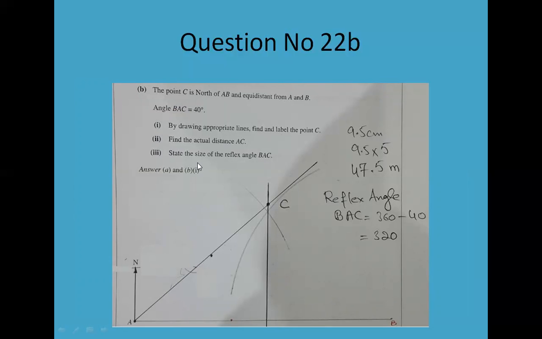Then the question is to find the actual distance AC, and then he says state the size of the reflex angle. Okay, so you will have this line. This line is AC. It's 9.5 centimeter, which means 47.5 meter.